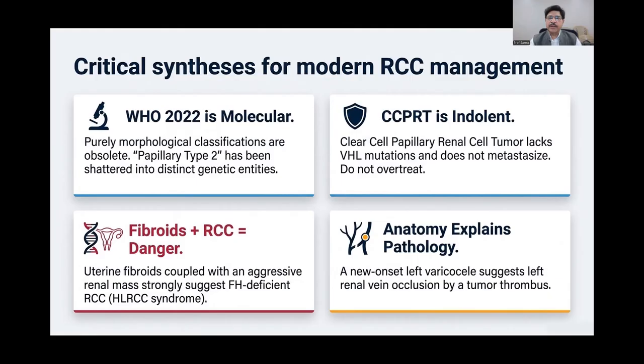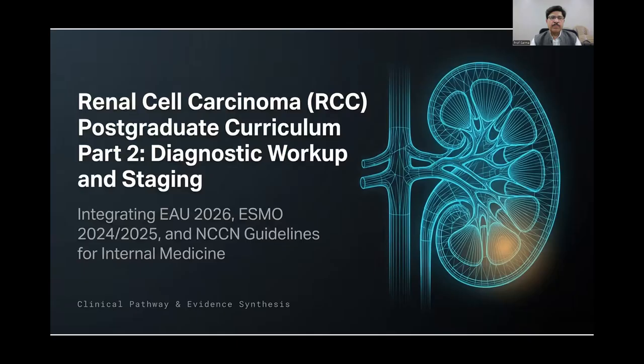Now, anatomy explains the pathology. There is a left varicocele and there is a renal tumor. Now I know the cause of the varicosity: renal venous occlusion. Anatomy and pathology connection. These are the four important things we learn. Now we go to the second part, diagnostic workup and staging.